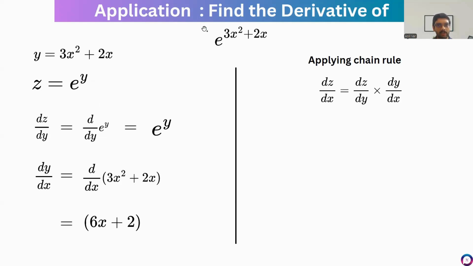dz by dx, which means the derivative of this with respect to x, is dz by dy, which we already have is e to the power of y, times dy by dx. So e to the power of y times 6x plus 2.